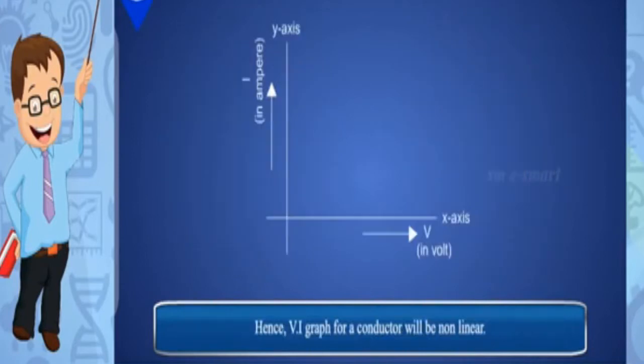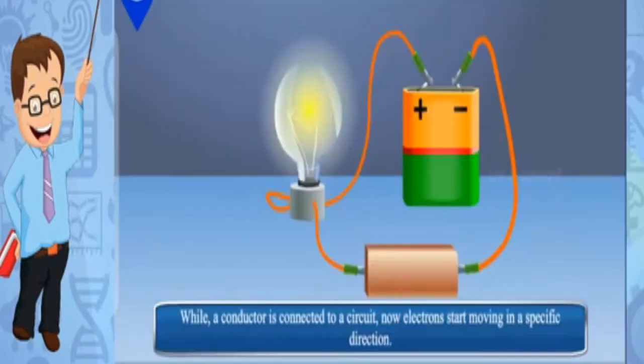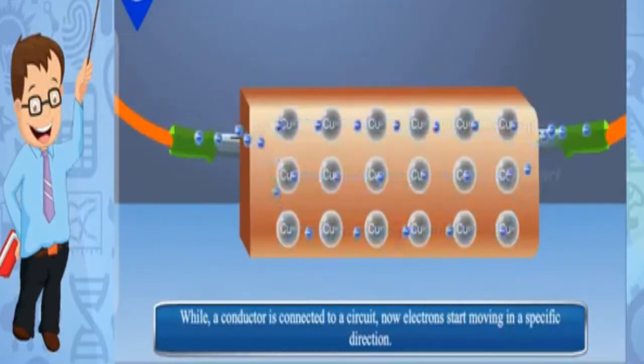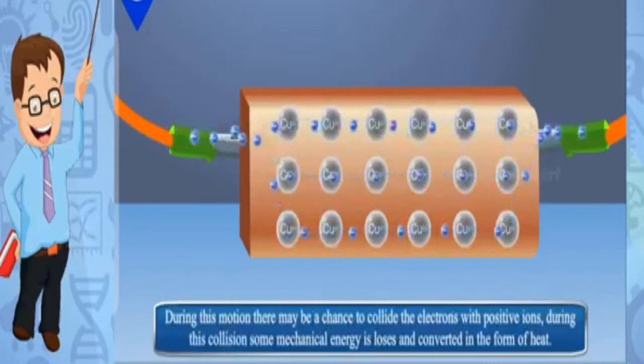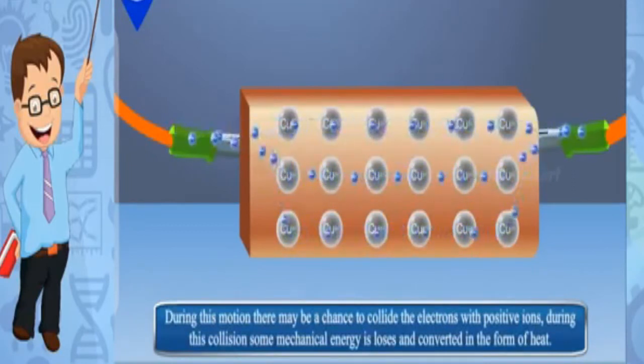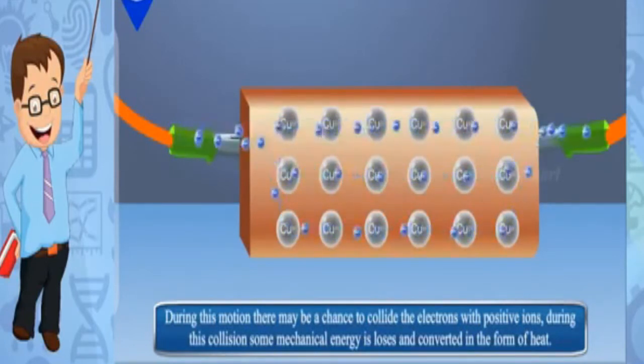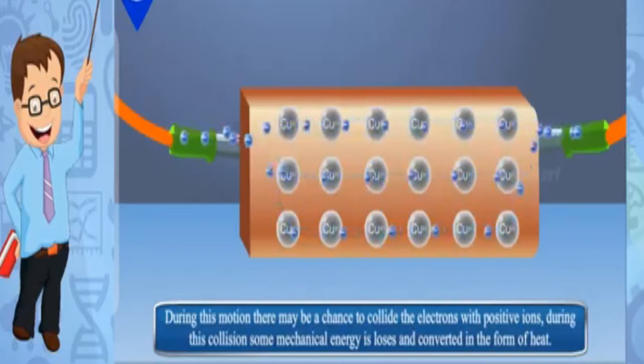Hence, the VI graph for a conductor will be nonlinear. When a conductor is connected to a circuit, electrons start moving in a specific direction. During this motion, the electrons may collide with positive ions. During this collision, some mechanical energy is lost and converted into heat.